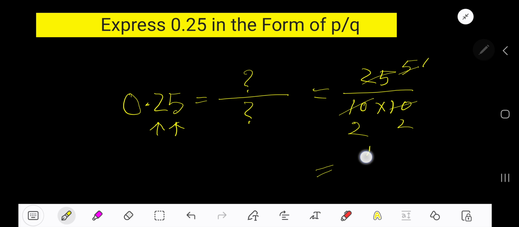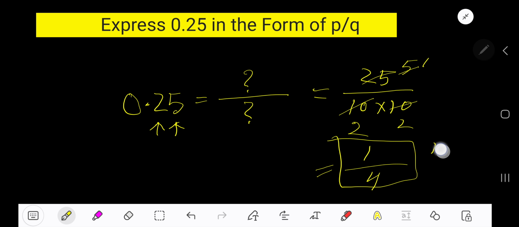So we are getting 1, and 2 times 2 is 4. The common factor between 1 and 4 is just 1. So we can say that this is the reduced term or lowest term.